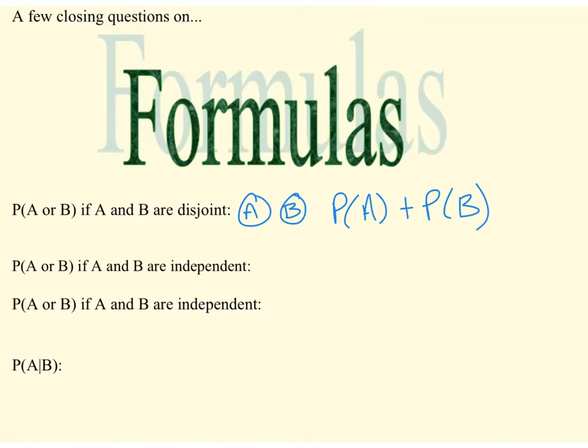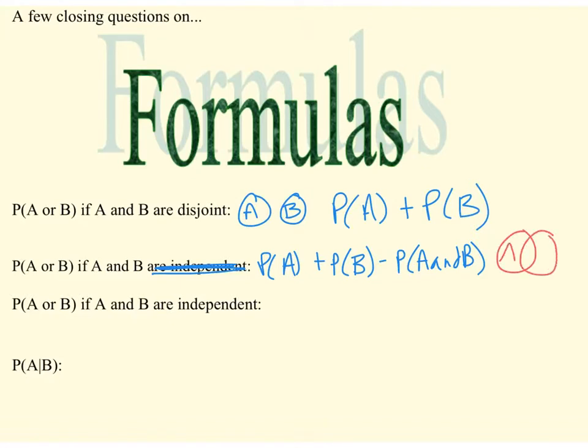Now, here I kind of left some space. So A or B, let me start by just saying if we don't know if they're disjoint. The probability of A or B is the probability of A plus the probability of B minus the probability of A and B. And this, of course, is this Venn diagram, where you have to add up A and B, but then you have to subtract off the fact that you've counted the intersection twice.